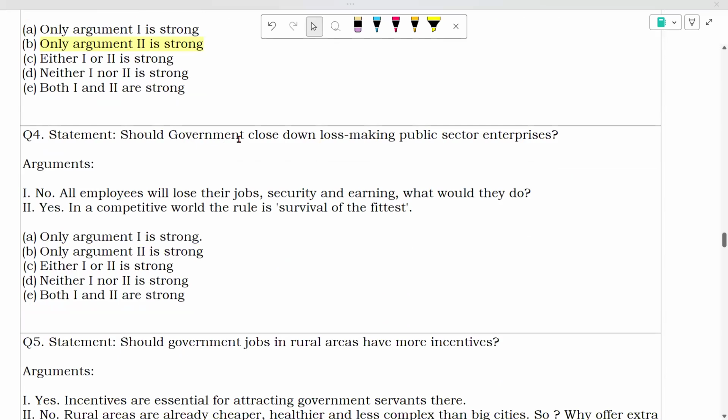Okay, now come to: should government close down loss making public sector enterprises? This is the argument statement. The first person says no, all employees will lose their job.